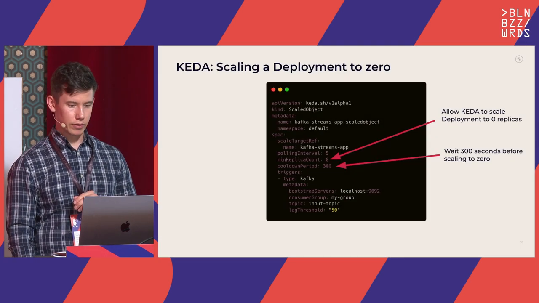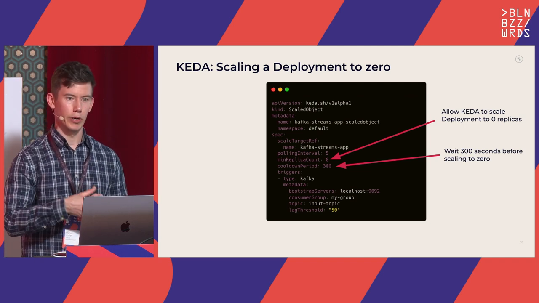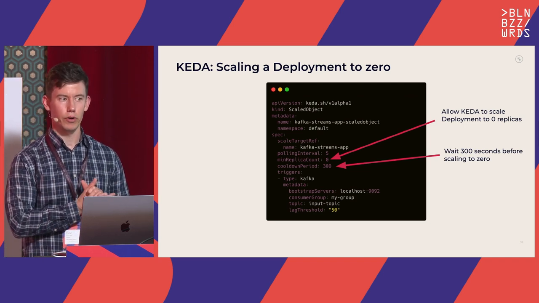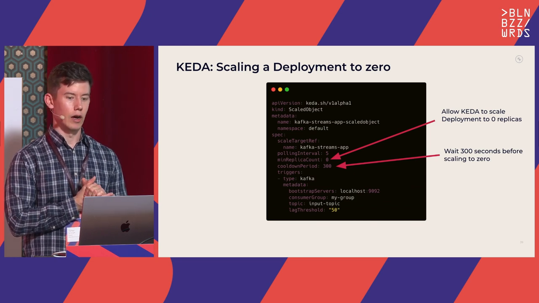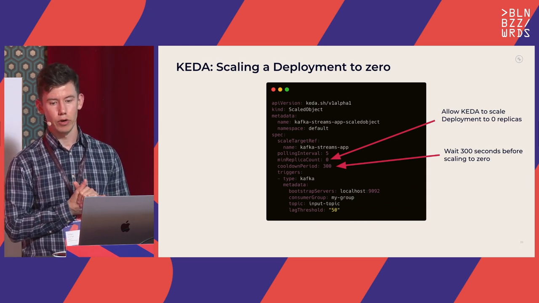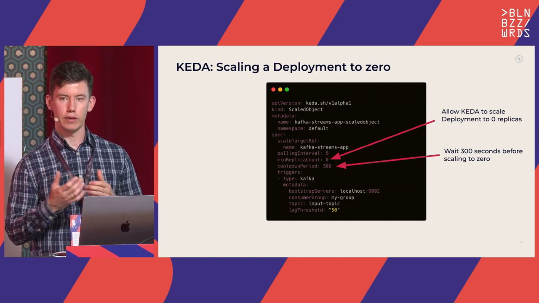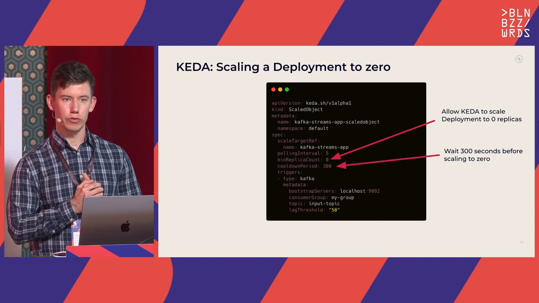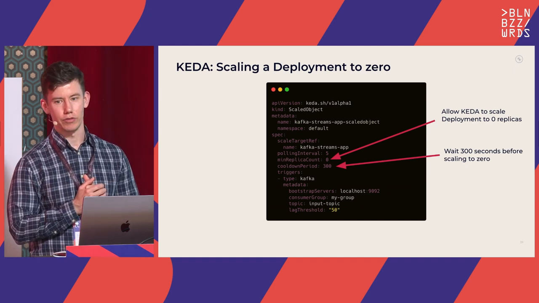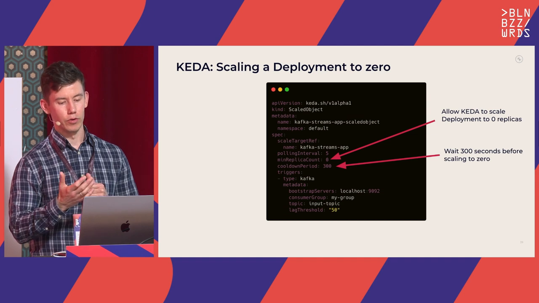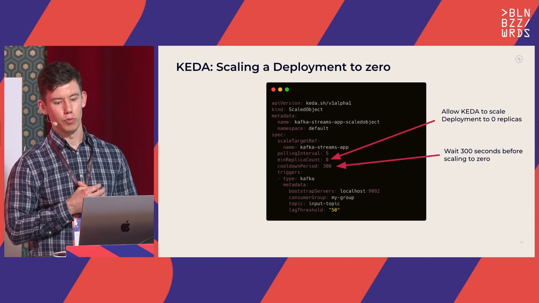And the great thing about KEDA is that, as opposed to the Kubernetes native horizontal pod autoscaler, it even supports scaling resources like a deployment to zero, and also allows you to set things like a cooldown period so you don't immediately scale your application to zero if KEDA observes that the consumer lag equals zero.